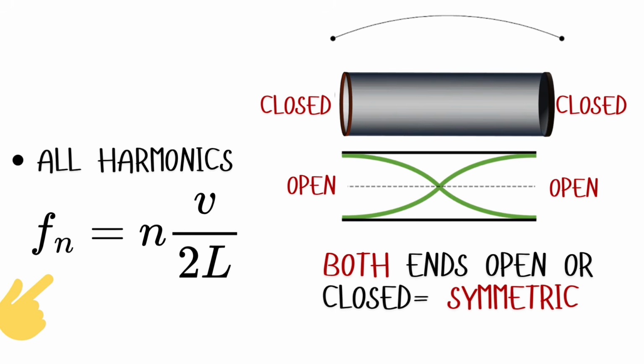v stands for the speed in the medium. If it's a rope, you're looking at the speed of the wave in the rope. If it's an air column, v will be the speed of sound in the air column. L stands for the length of the string or the length of the tube.